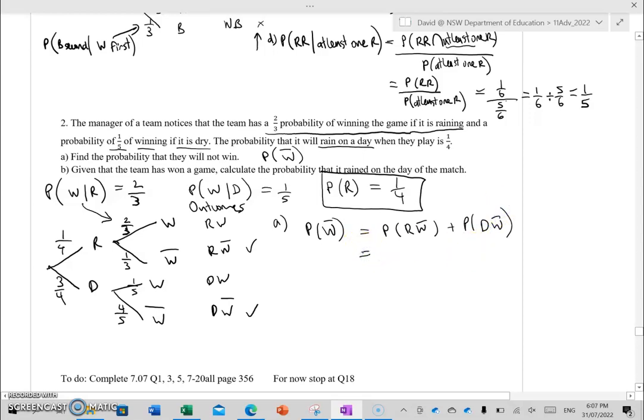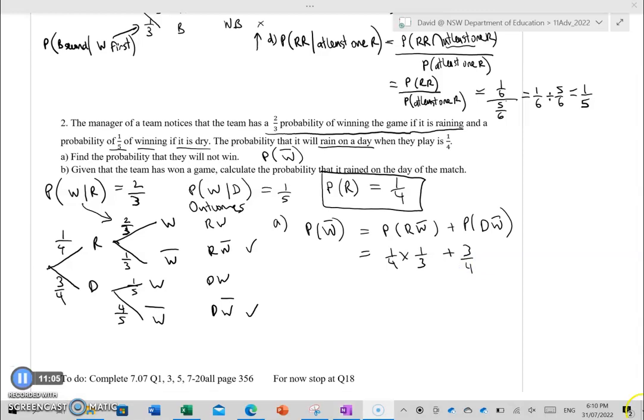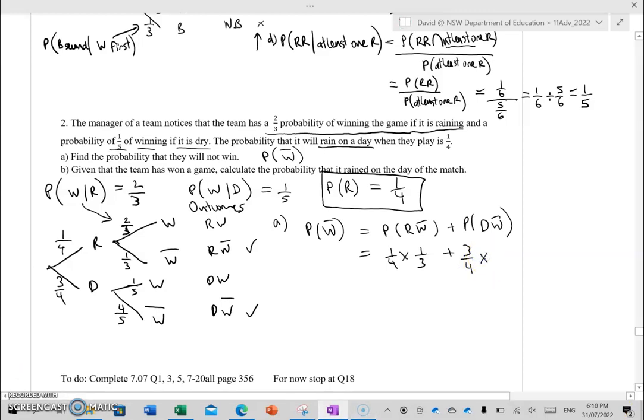Okay, so the first one, there's a 1/4 chance of it raining, and a 1/3 chance of us not winning there, and there's a 3/4 chance of it being dry times, and then dry and given that they don't win when it's dry is 4/5. Okay, put that into your calculator. You should get 41 out of 60. Okay, that's part A done.